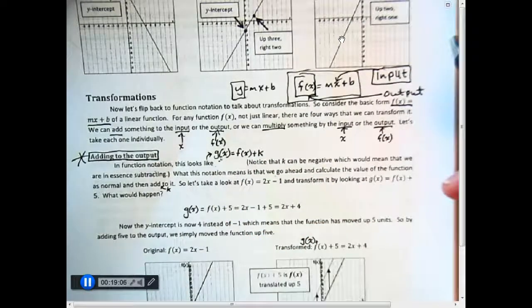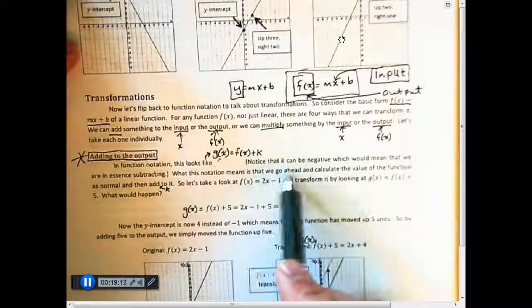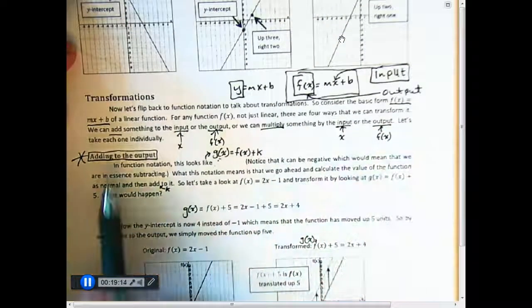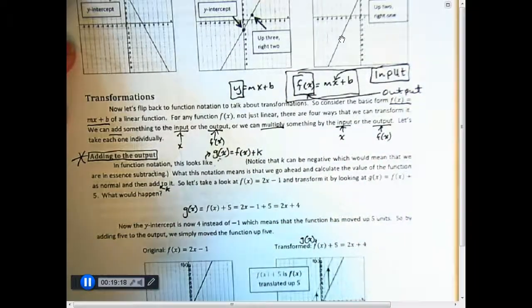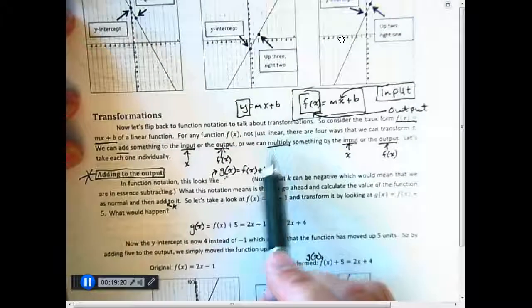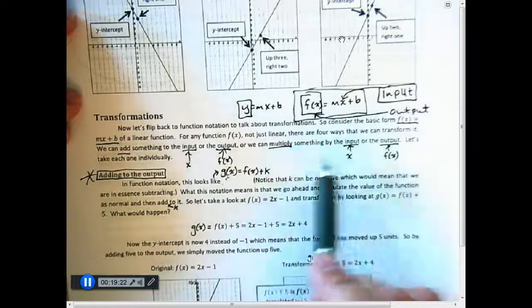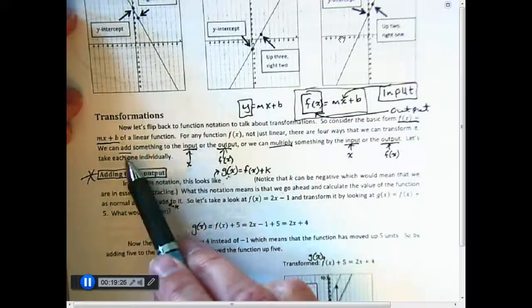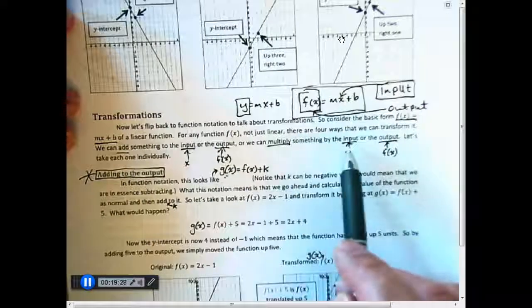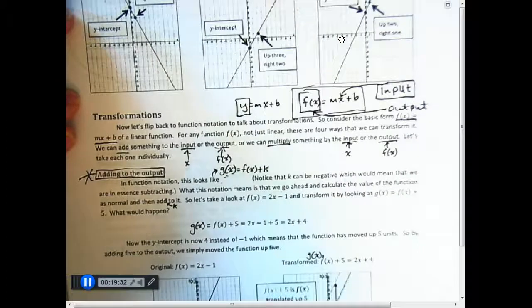That's what adding to the output means. Seem difficult? Okay, thank you. I'm glad it doesn't seem difficult. Okay, notice k can be a negative, which would mean we're actually subtracting. So if we add a negative number, it's like subtracting. That's why you don't see add and subtract up here, or multiply and divide. When you add a negative, you're actually subtracting. And when you multiply by a number between 1 and 0, you're actually dividing. Well, I guess negative 1 and 1.